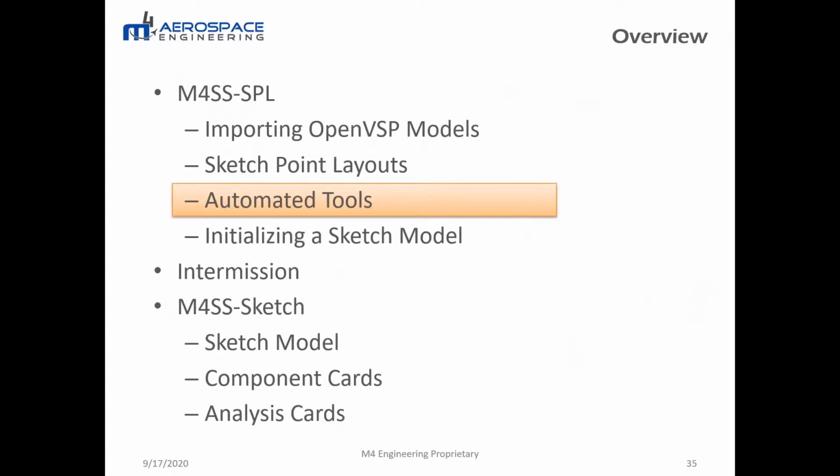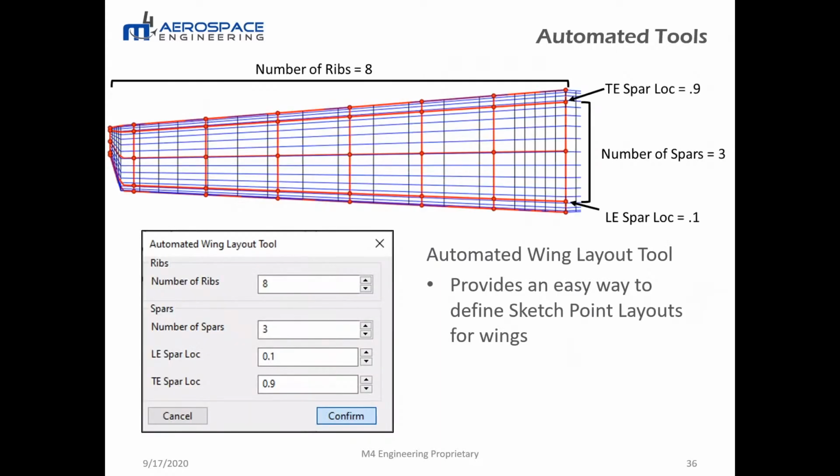So now I'll go over some of the automated tools included in the sketch point layout tool. The first automated tool is the automated wing layout tool. The automated wing layout tool lets the user specify the desired number of ribs and spars, and it automatically generates a corresponding sketch point layout. And if the resulting layout isn't quite what you want, you can go in and still edit the layout itself or add and remove sketch points. You can angle the ribs and spars as well.